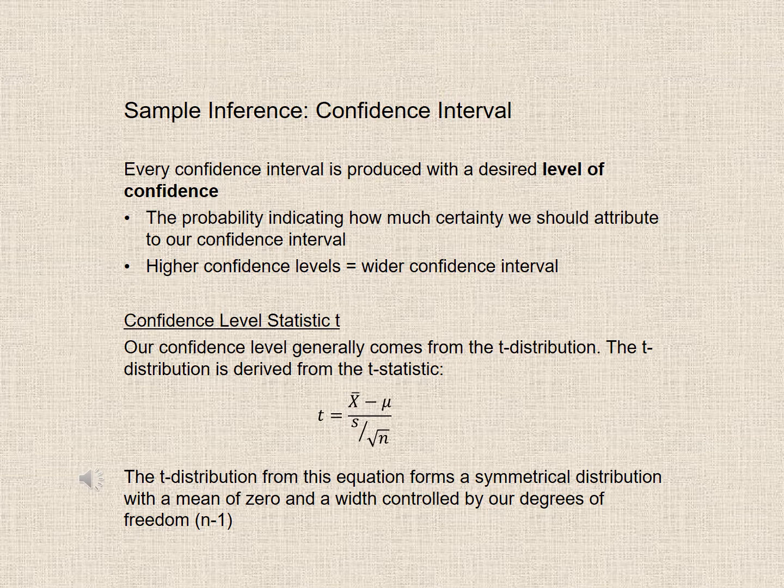We can calculate this in Excel, as you will see in a moment, or can simply use a t-table to look up the statistic. The distribution produced by the formula is a symmetrical curve with a mean of 0 that has its width controlled by our degrees of freedom, which equals little n minus 1.